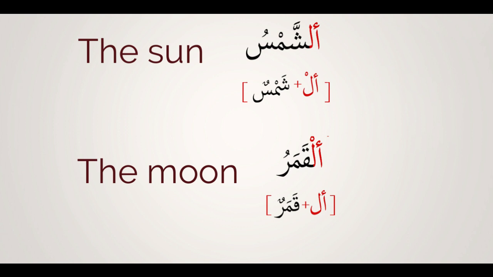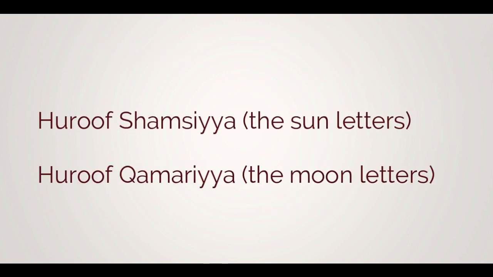So the Arab grammarians hence named the other letters after these two words. So those letters with which we do not pronounce the lam, they named them after ash-shamsu, after the sun. They call them sun letters. And the letters with which we do pronounce the lam, they named those letters after the moon. So the moon letters. So huruf shamsiyya and huruf qamariya.